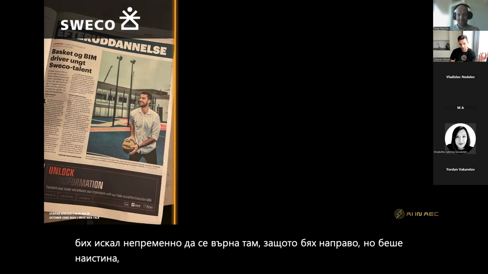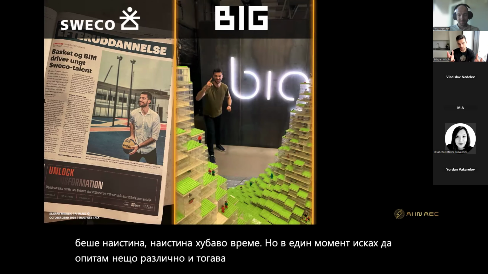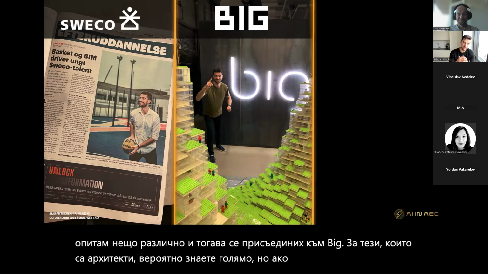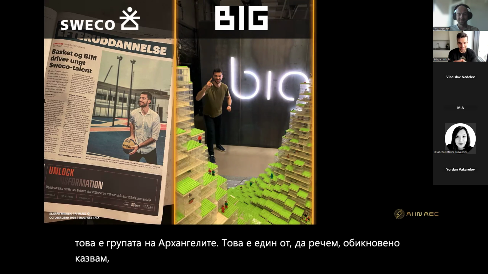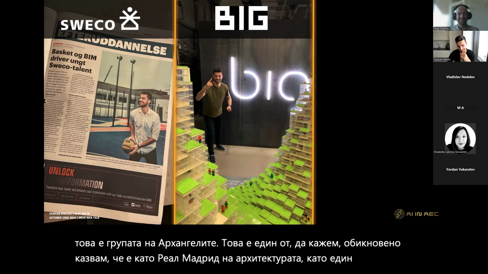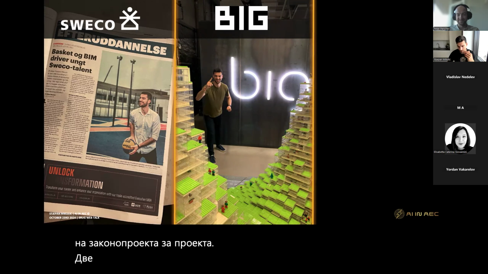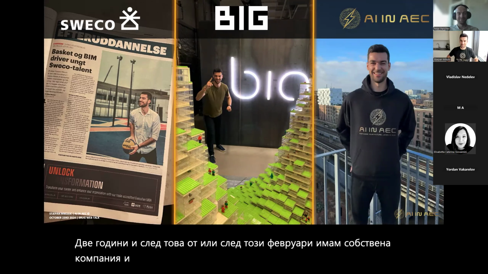But at some point I wanted to try something different, and then I joined BIG. For those who are architects, you probably know BIG, but if you don't, it's Bjarke Ingels Group. I usually say it's like the Real Madrid of architecture, one of the most famous companies that people know about. I was there as a project BIM lead for around 2 years. And then since this February, I have my own company, and hence I became a walking advertisement, as you can see, called AI in AEC.